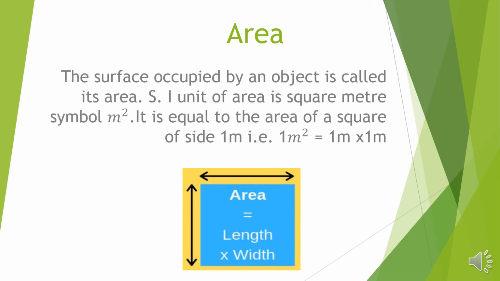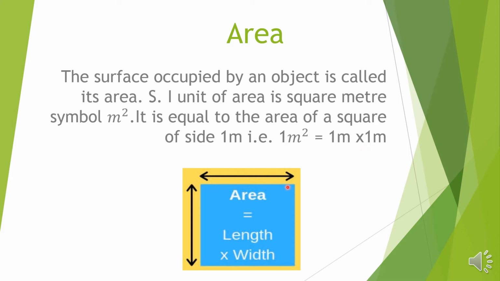What do you mean by area? The surface occupied by an object is called its area. The SI unit of area is square meter. Symbolically, it is represented by m raised to the power 2. It is equal to the area of the square of side 1 meter, that is 1 meter square equals 1 meter multiplied by 1 meter.